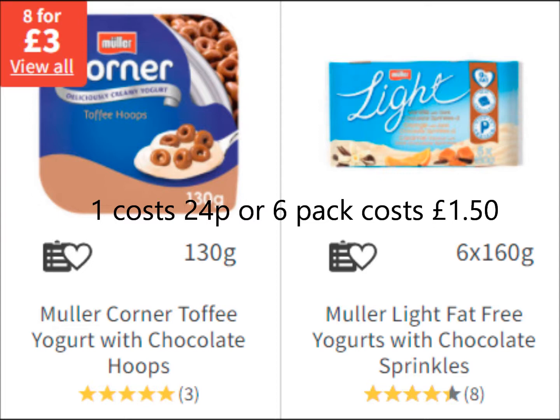So you will have worked out, hopefully, £1.50 divided by 6 is 25p. So it will actually be cheaper to buy the individual yogurts because they are 24 pence, so they are the cheaper option. Let's have a look at this next one.